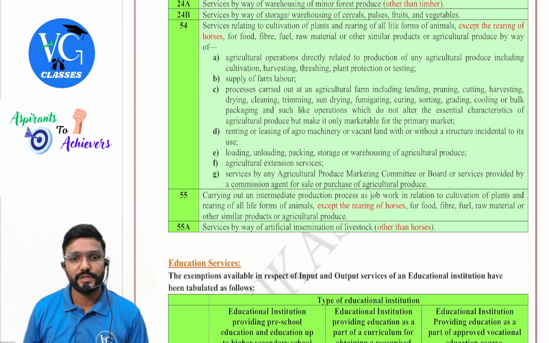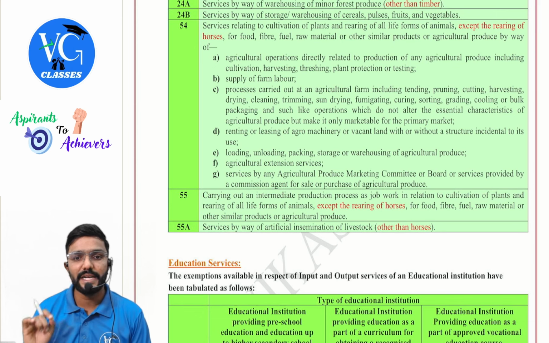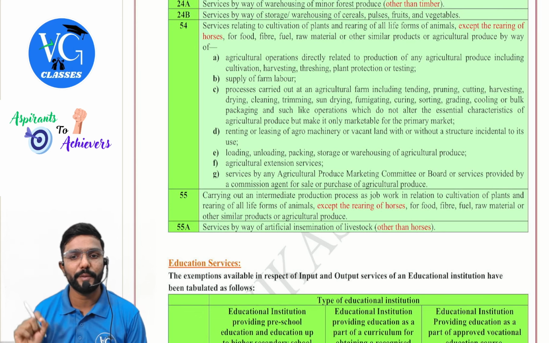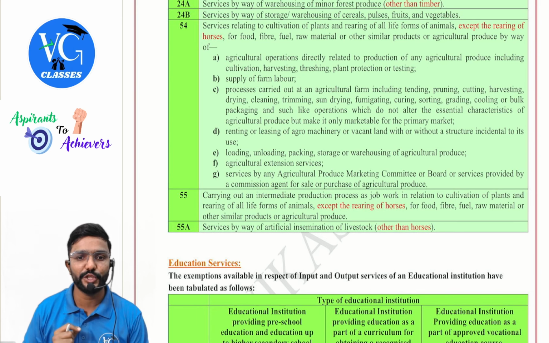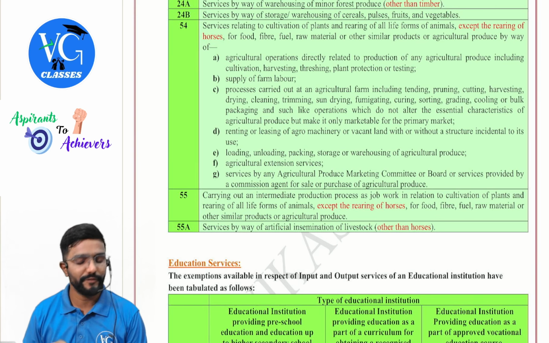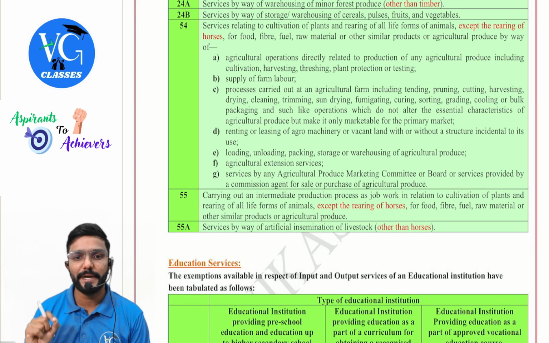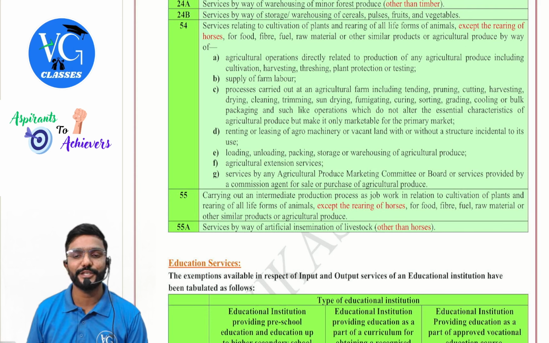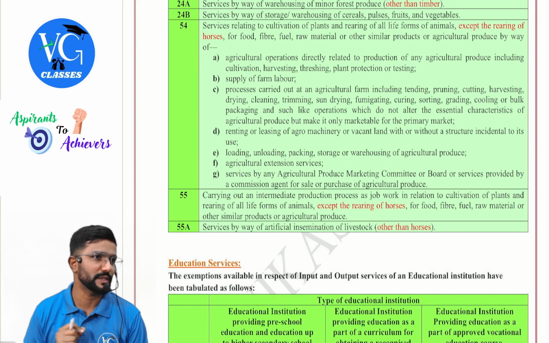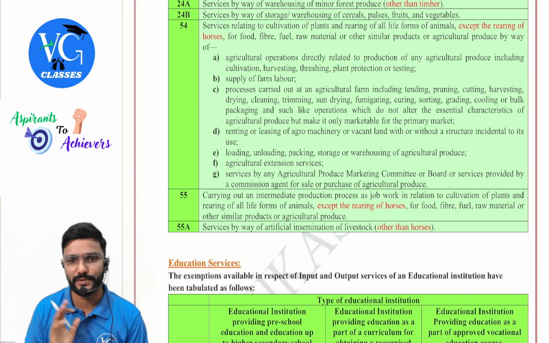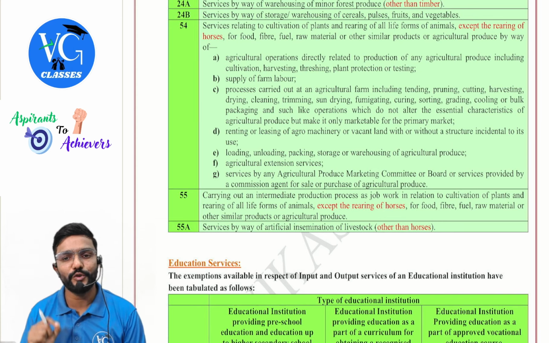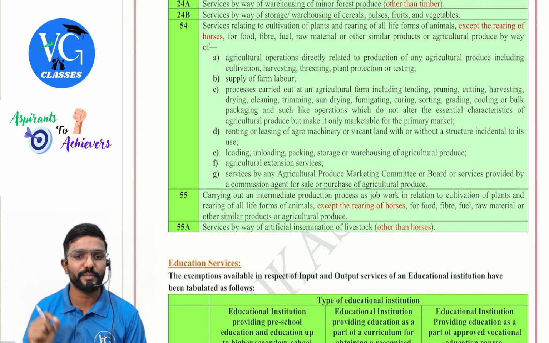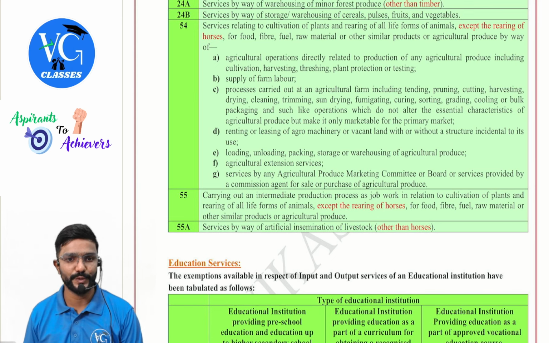Agricultural extension services by an APMC, guys, that is agricultural produce marketing committee or a board, or services provided by a commission agent for the sale or purchase of agricultural produce. 55. Carrying out an intermediate production process as a job work in relation to cultivation of plants and rearing of all life forms of animals except the rearing of horses. Is rearing of horses taxable? Yes. For food, fiber, fuel, raw material or other similar products or agricultural produce.